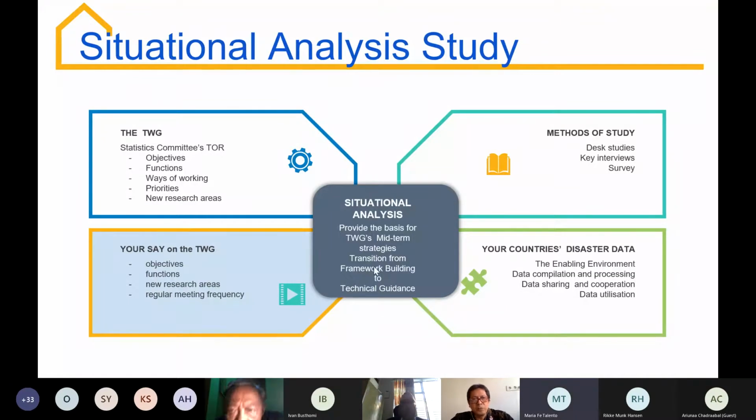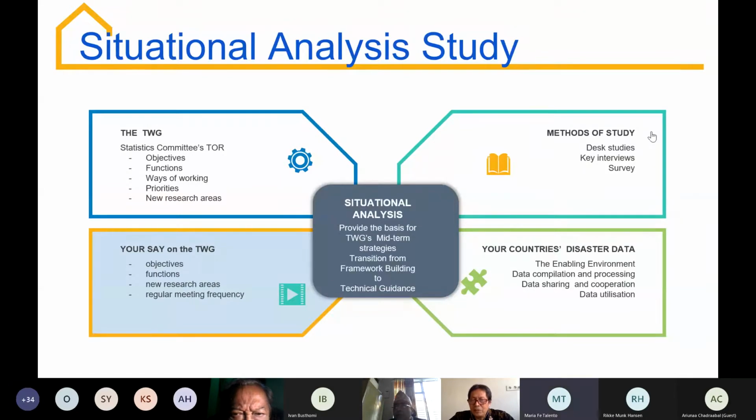The committee has produced a term of reference that specifies the objective, the function, the ways of working, the priorities, and some new research areas that were identified by the expert group that preceded this technical working group. Now, the situational analysis that we will put together is meant to provide the basis for our group, the technical working group, for coming years.